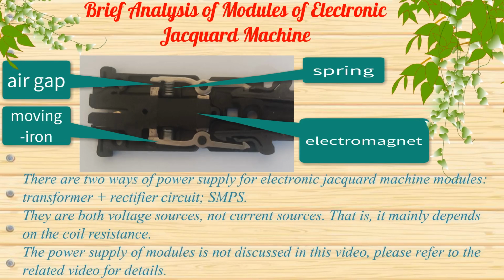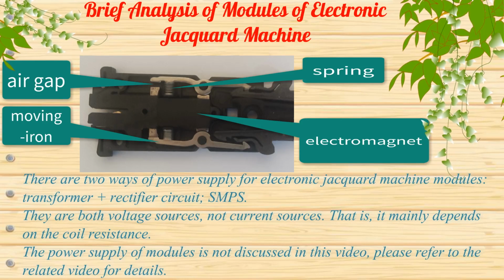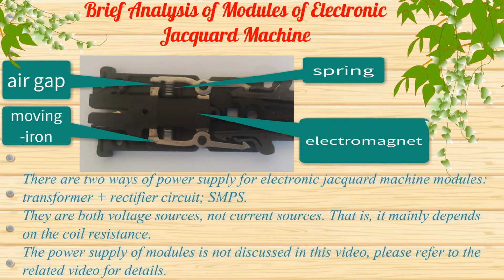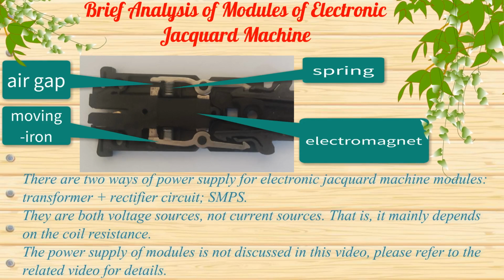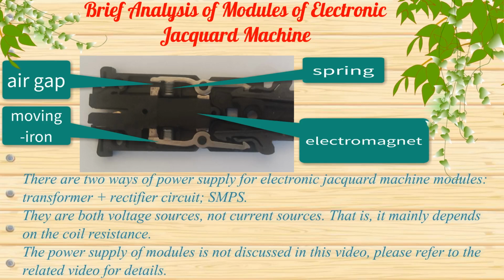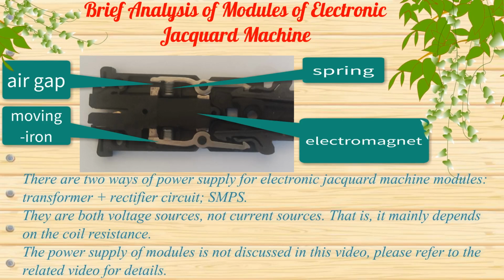There are 2 ways of power supply for electronic Jacquard machine modules. Transformer plus rectifier circuit, SMPS. They are both voltage sources, not current sources. That is, it mainly depends on the coil resistance. The power supply of modules is not discussed in this video. Please refer to the related video for details.